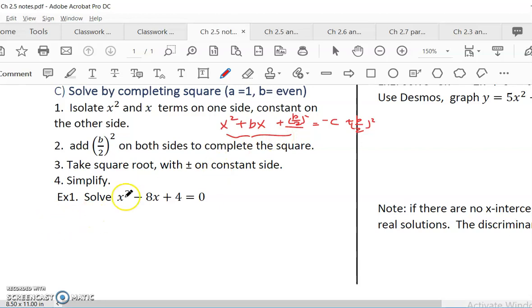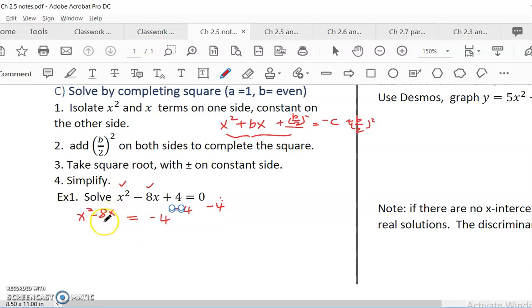Okay, so let's do an example like this. This fits the requirement of x squared and an even b, and it is not factorable. If it's factorable, don't use this, just factor it right away. So I'm going to keep the x squared and x on this side, and move the constant term to the other side. So it will be x squared minus 8x equal to negative 4.